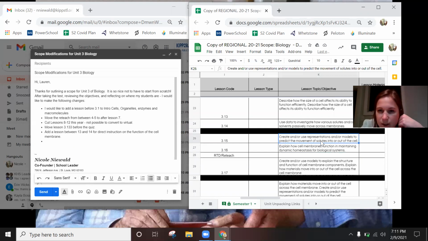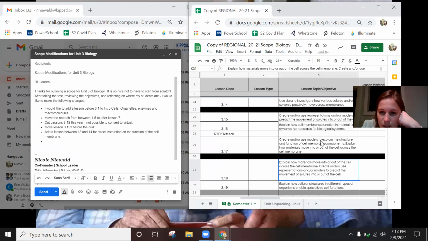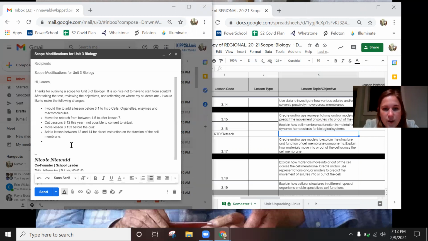So let's go and backtrack. Models of science into and out of the cell membranes again, cell membranes again. Okay, so this feels like another bundle to me, and then it looks like we switched to cellular structures. I'm actually going to tell Lauren, please move the reteach from between 16 and 17 to after 18.